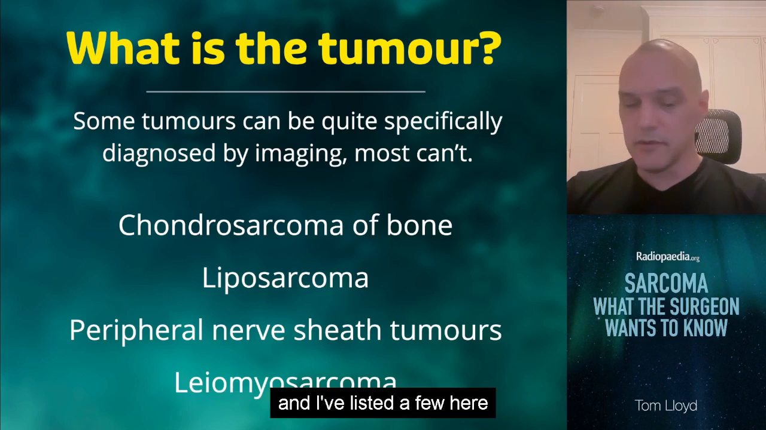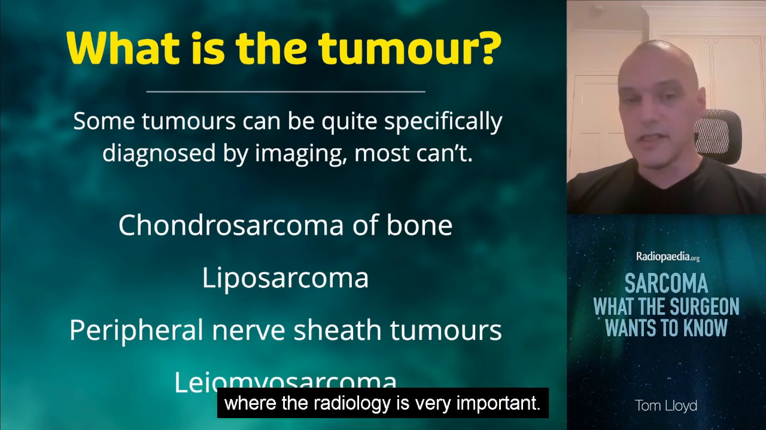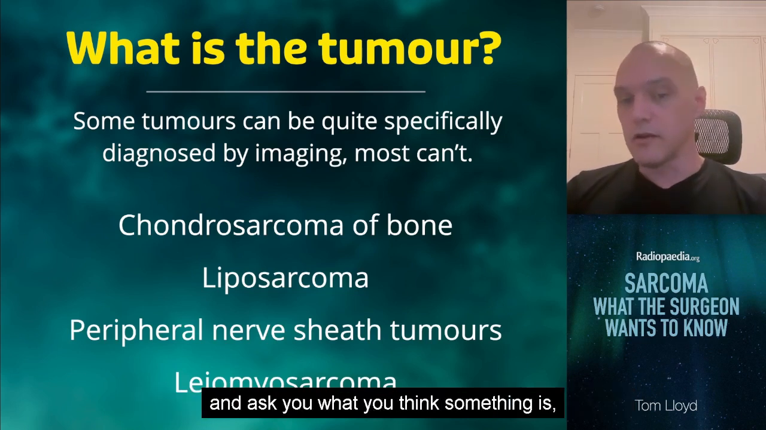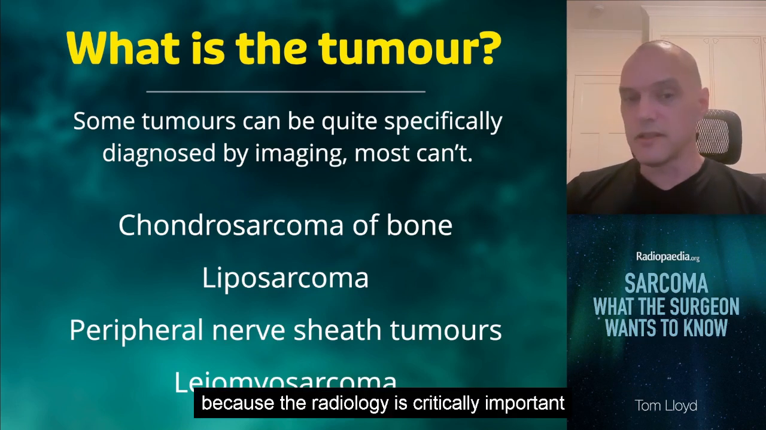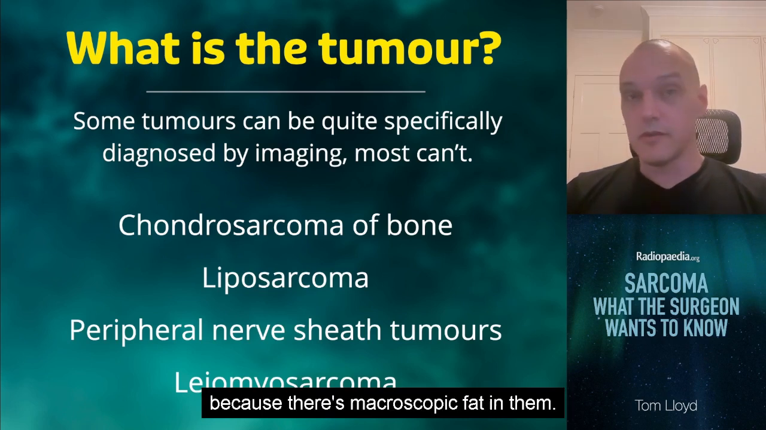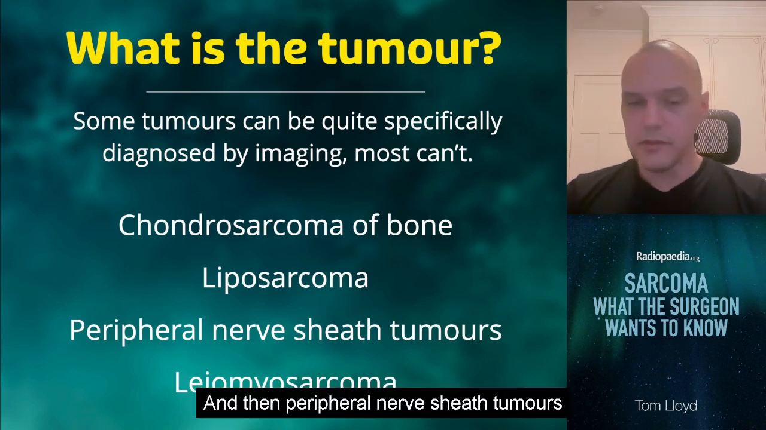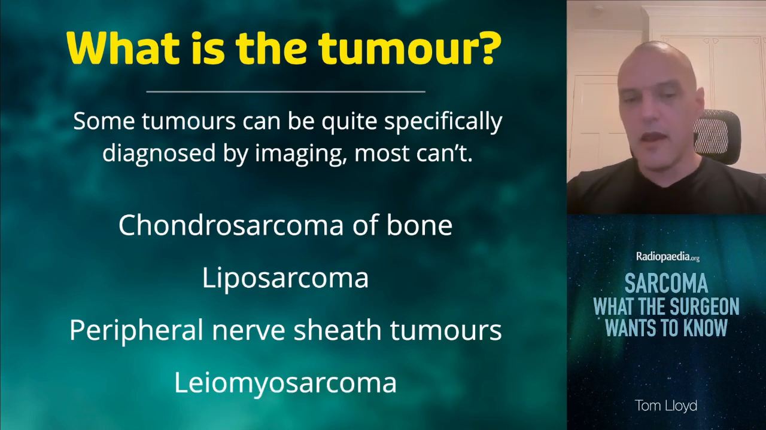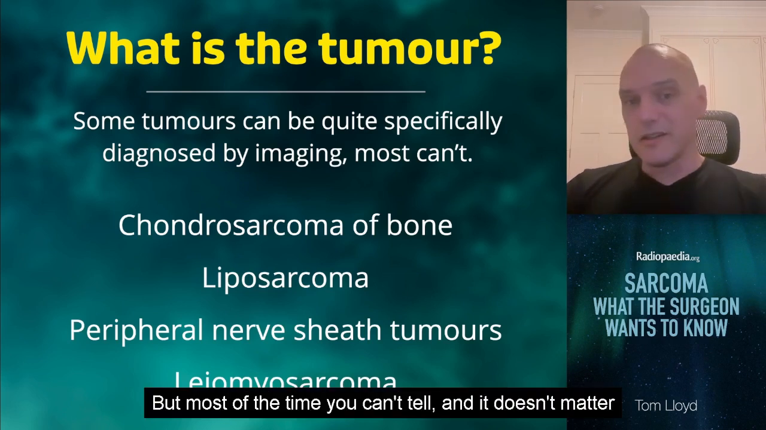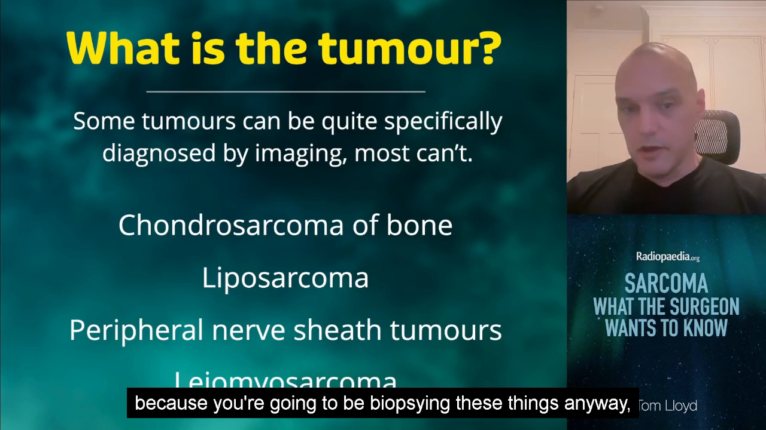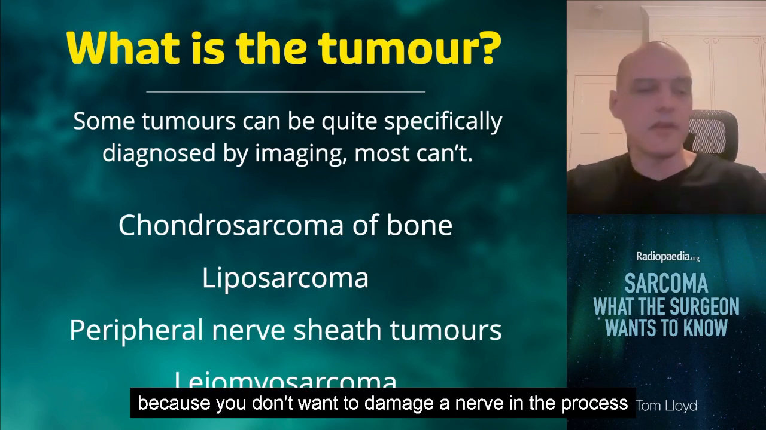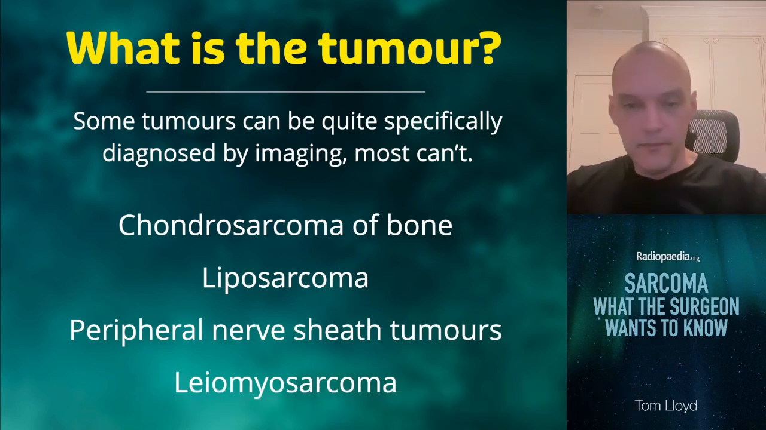There are some exceptions, and I've listed a few here, where the radiology is very important. So particularly with chondrosarcoma, more often than not, the pathologist will come and ask you what you think something is, because the radiology is critically important for chondrosarcs. Liposarcomas, people are very accurate at diagnosing because there's macroscopic fat in them. And then peripheral nerve sheath tumours and leiomyosarcomas are things that have specific anatomical relations which allow you to make the diagnosis. But most of the time you can't tell, and it doesn't matter because you're going to be biopsying these things anyway, with the exception sometimes of benign peripheral nerve sheath tumours, because you don't want to damage a nerve in the process of proving something is benign.